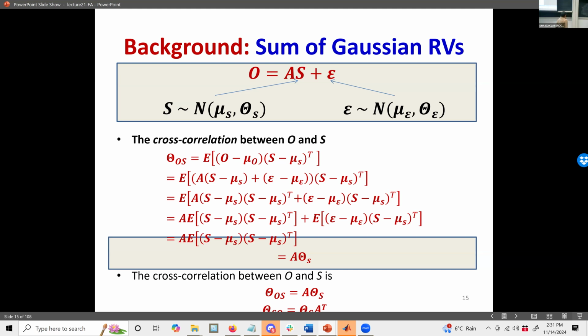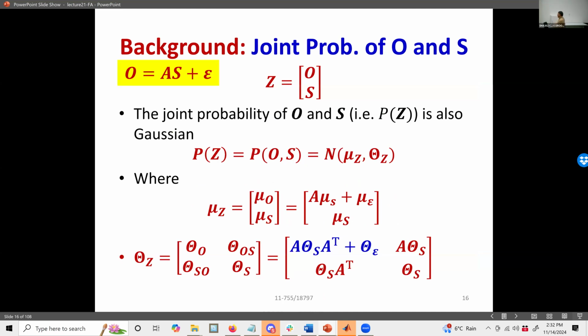So just using this, I can say the cross correlation between O and S equals A times theta S. The cross correlation between S and O is going to be theta S times A transpose. That's the transpose. Okay. I'm adding a bunch of different things. Again, is any of this controversial so far? Anybody find any of this controversial? No, okay.